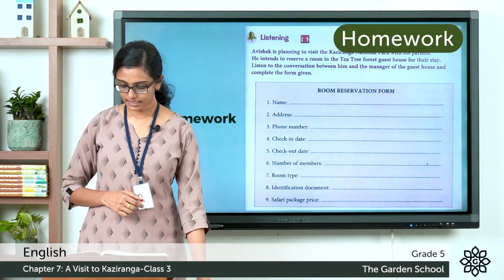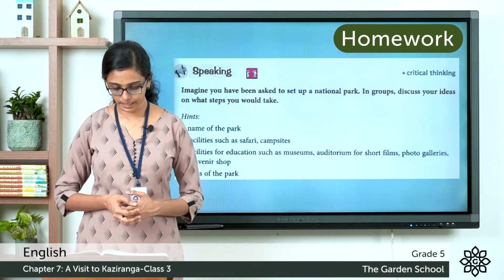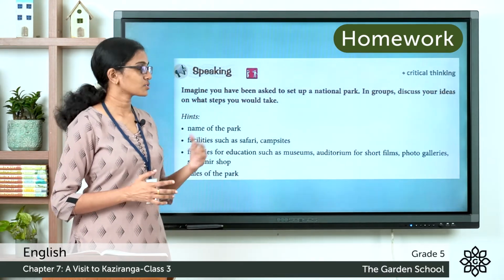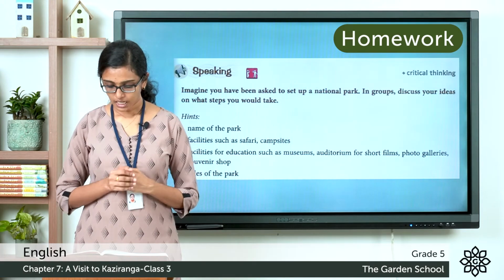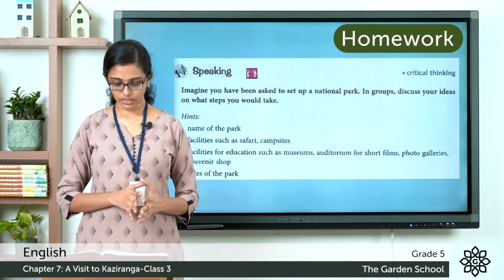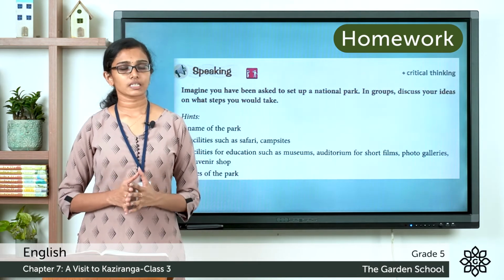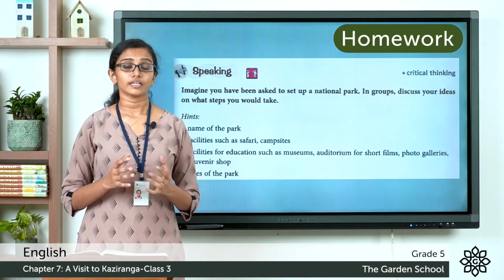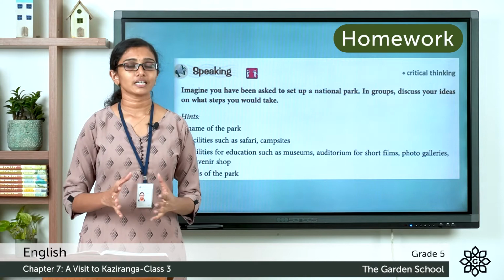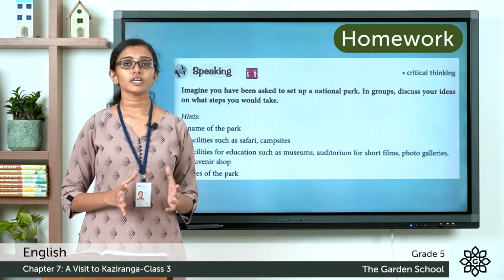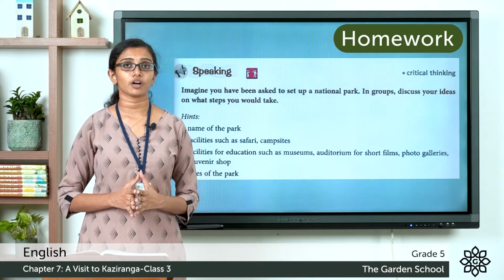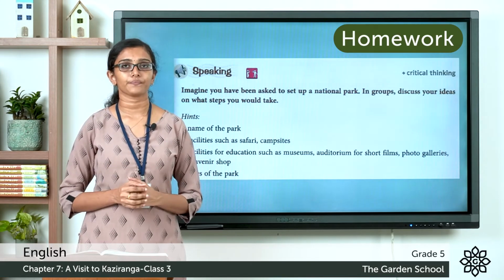It's the speaking exercise and it's about critical thinking. Imagine you have been asked to set up a national park. In groups, discuss your ideas on what steps you would take. So, we have already discussed what a national park is. A national park is an area set aside by the national government for the protection of this natural environment and all the organisms living there.